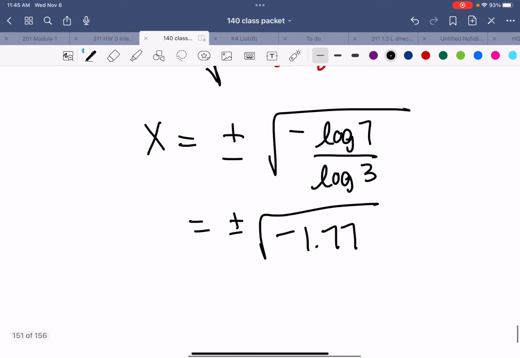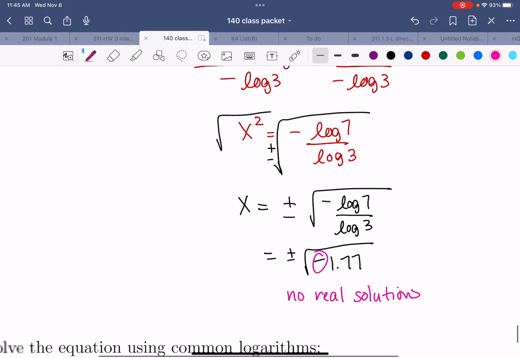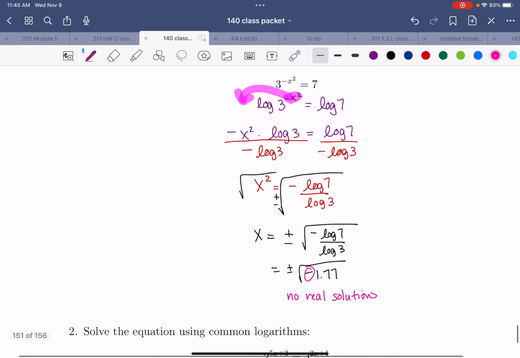And I don't know about you, but I don't know what to do with this negative. We would have to take an i out of there, which means there are no real solutions. Okay, so it is possible you get something that doesn't work.